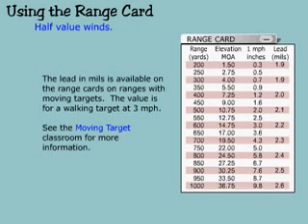The lead-in mills is available on the range cards on ranges with moving targets. The value is for a walking target at 3 miles per hour.